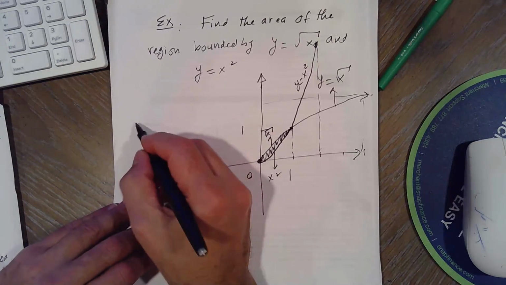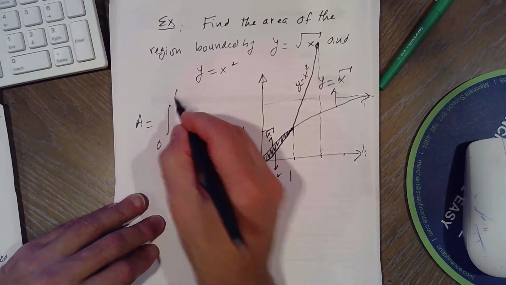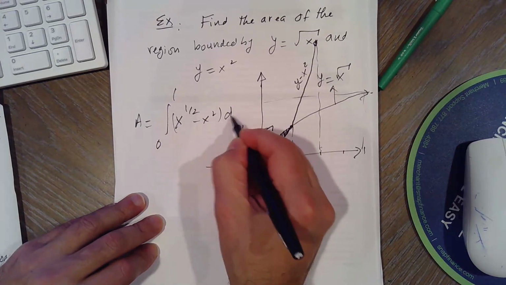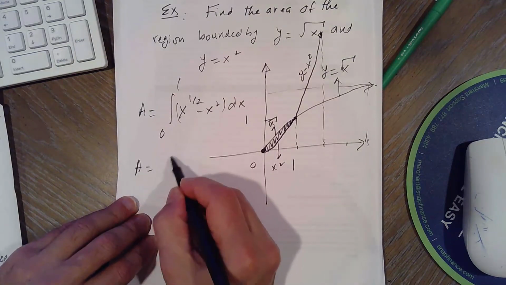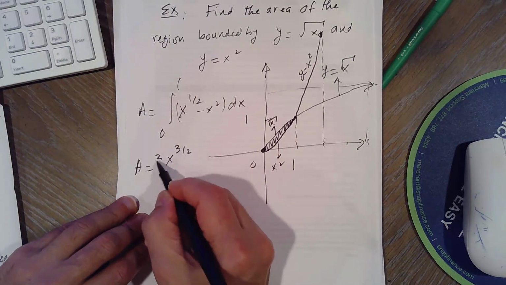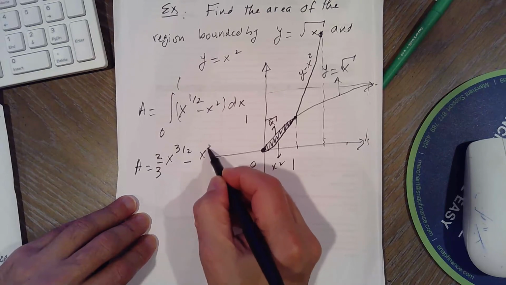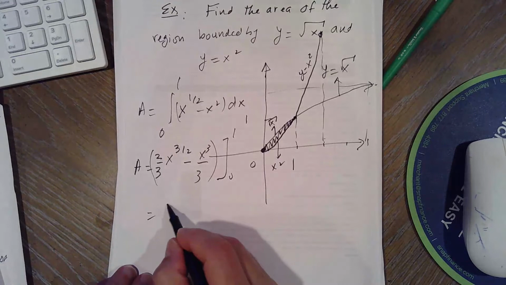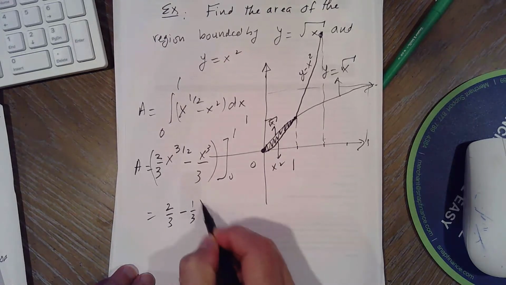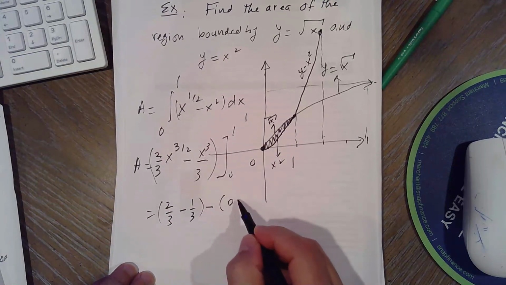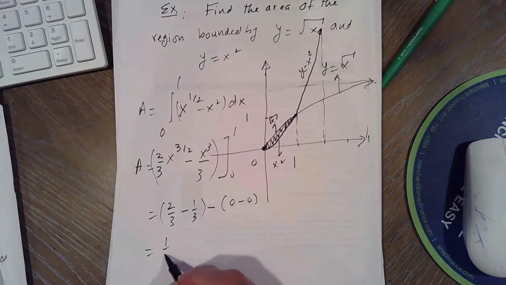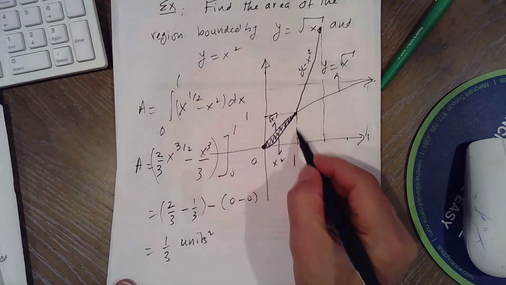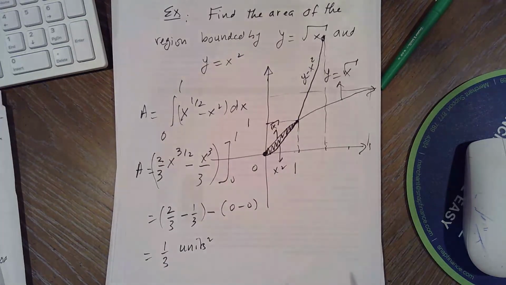So area equals the integral from 0 to 1 of the above curve minus the below curve. Now we integrate x to the 3 halves over 3 halves, or times 2/3, minus x cubed over 3 between 0 and 1. So it would be 2/3 minus 1/3 if we plug the 1 in, and then zeros if we plug the 0 in, which is a third square units. That area is a third. You can see that's inside a 1 square unit, so it makes a lot of sense.